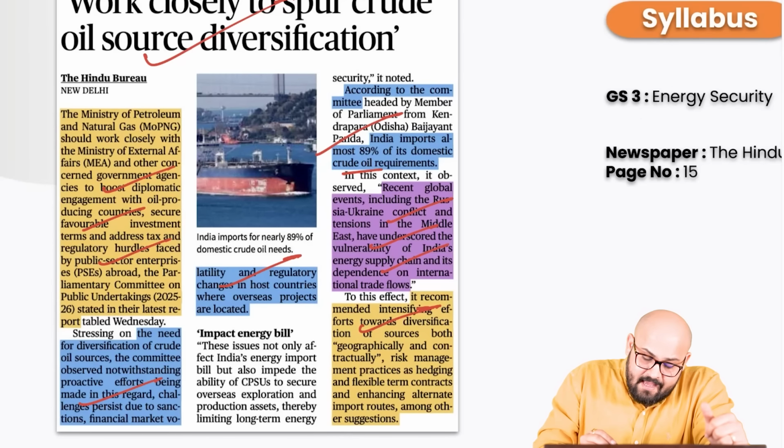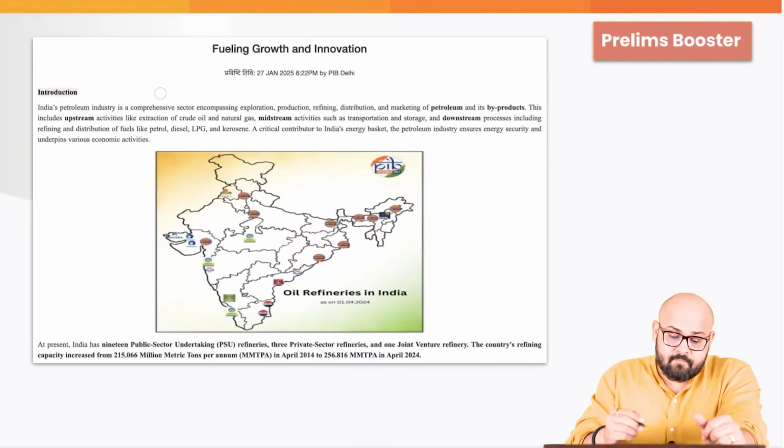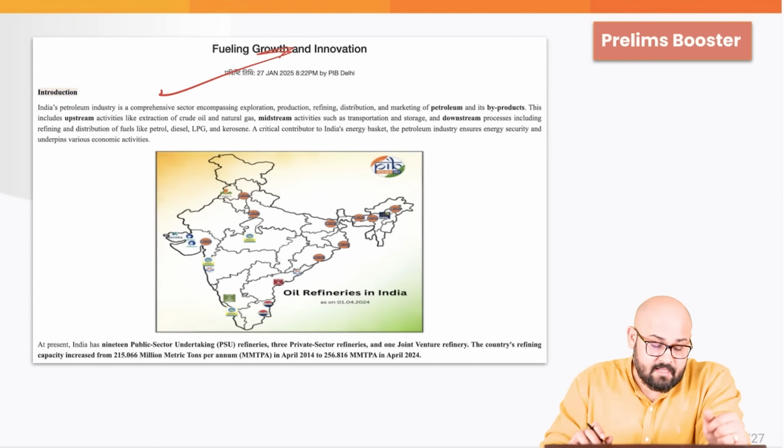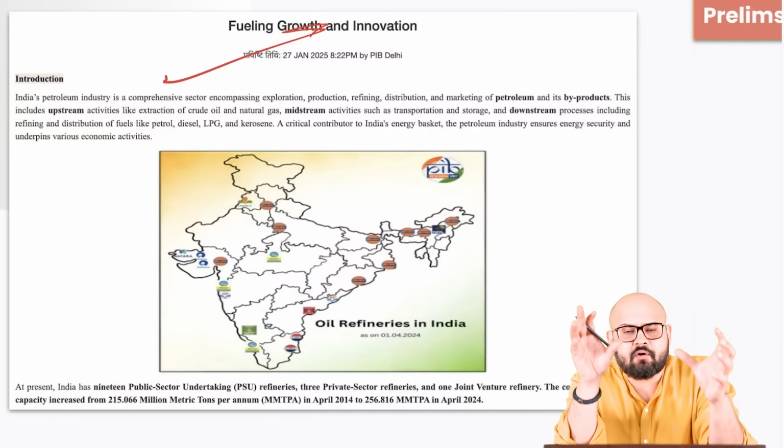Risk management practices such as hedging and flexible term contracts, and enhancing alternate import routes, among the other suggestions. These are the suggestions which have been given by the committee. Let's talk about the petroleum industry. India's petroleum industry, now this I have taken from the PIB, very, very important points.